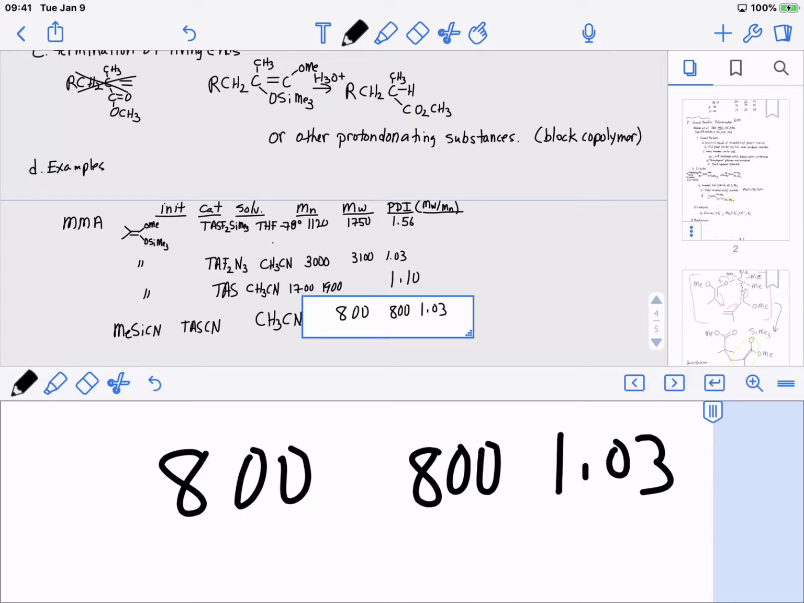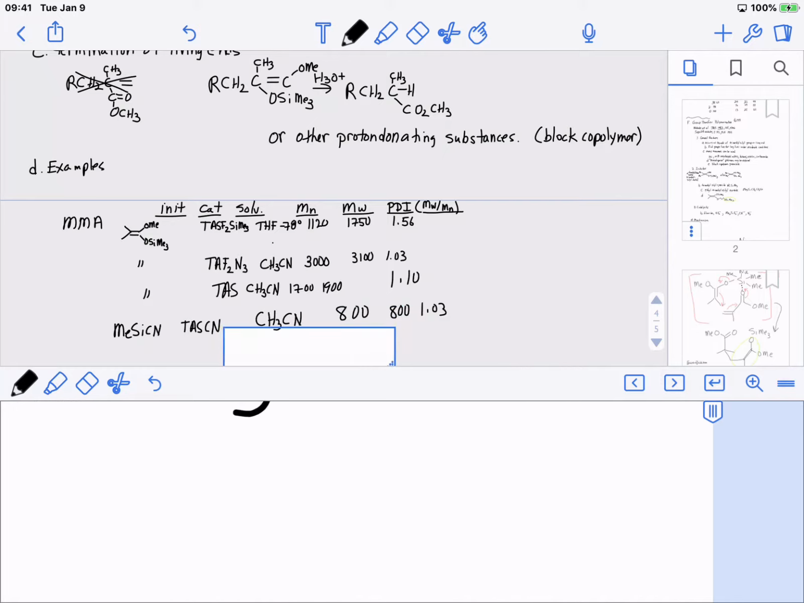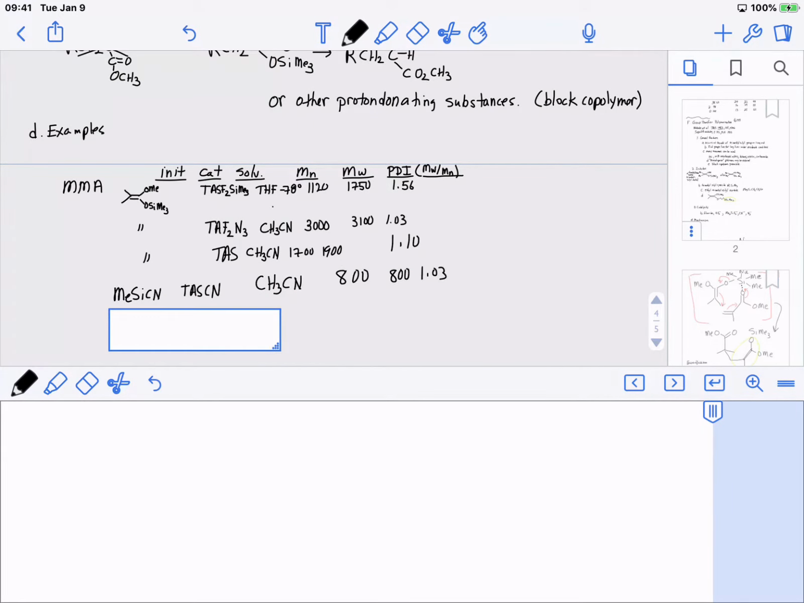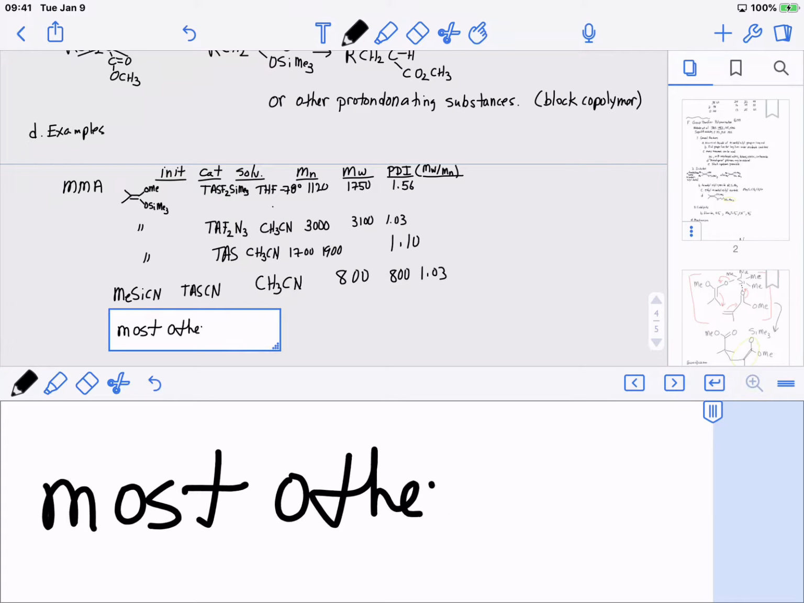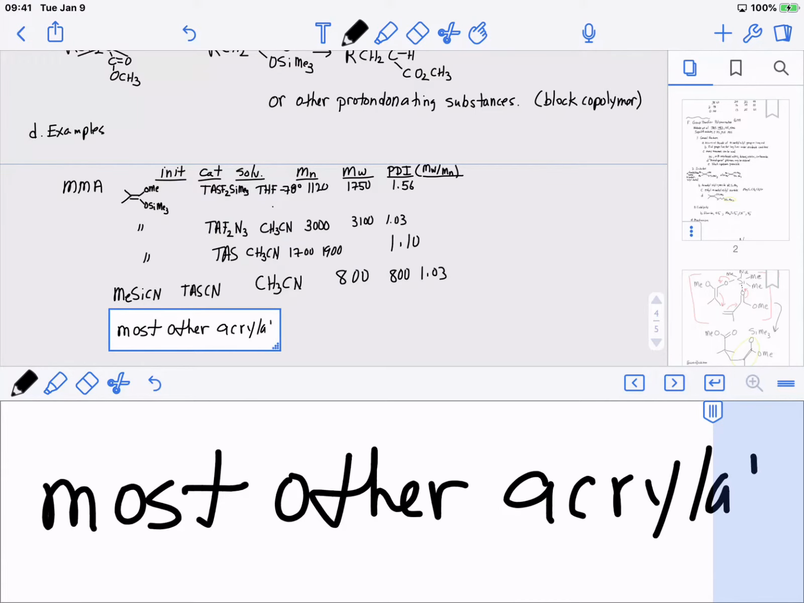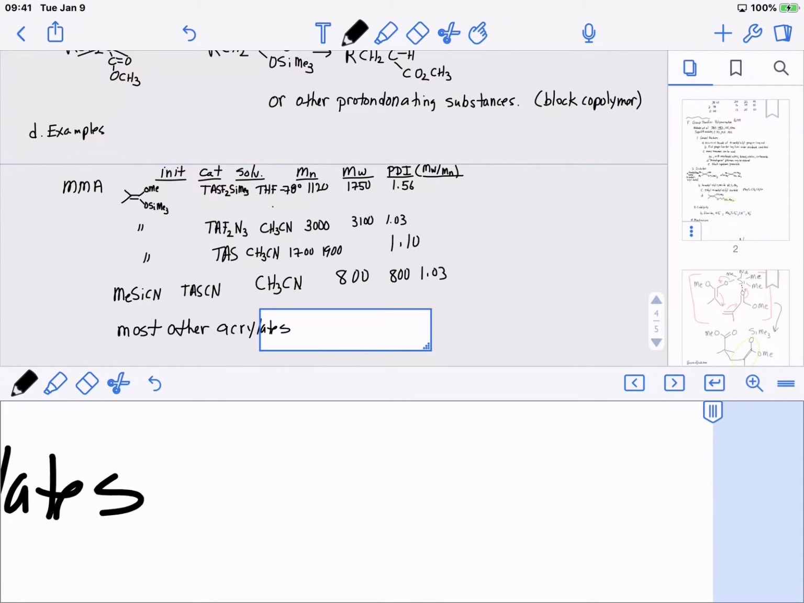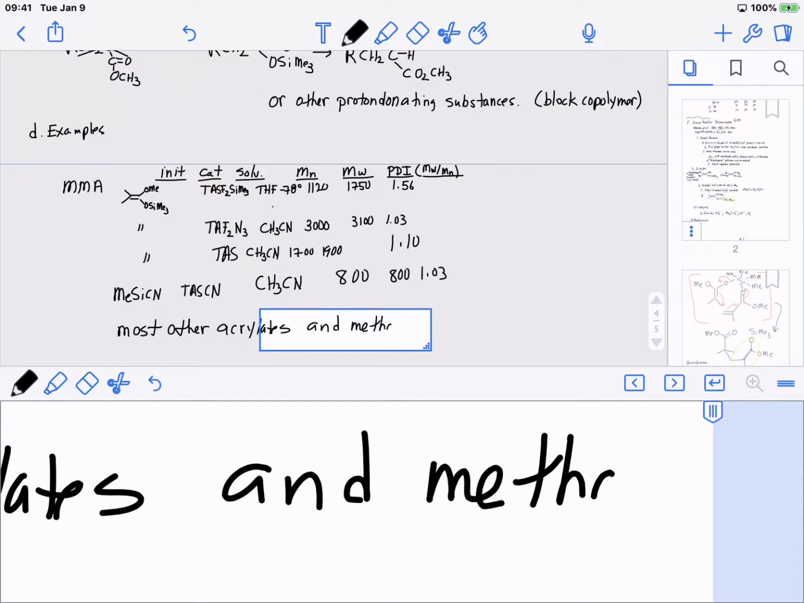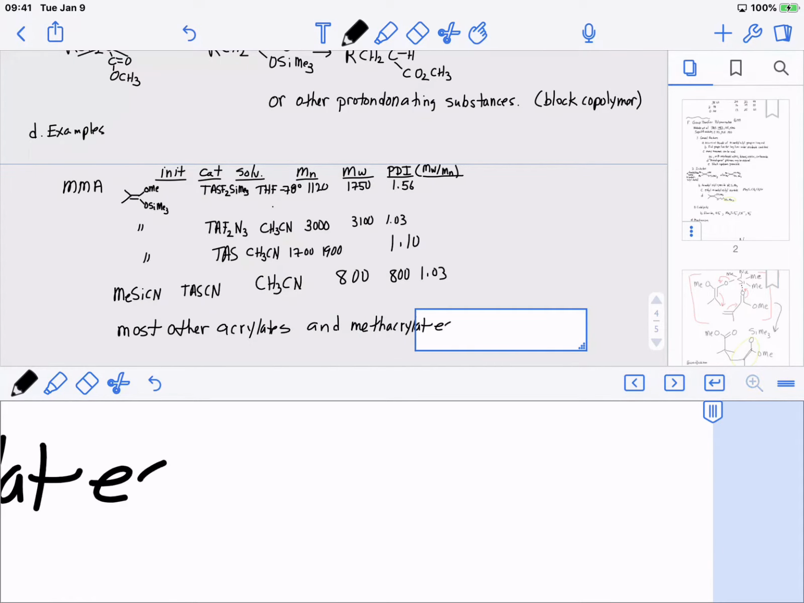But you're able to produce, in general, medium to low molecular weight polymers, but they can be done fairly monodisperse under the right conditions. And one more comment is that most other acrylates and methacrylates work.